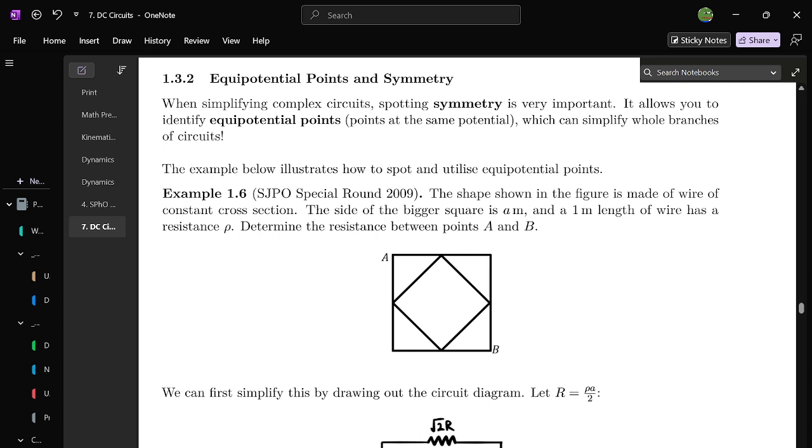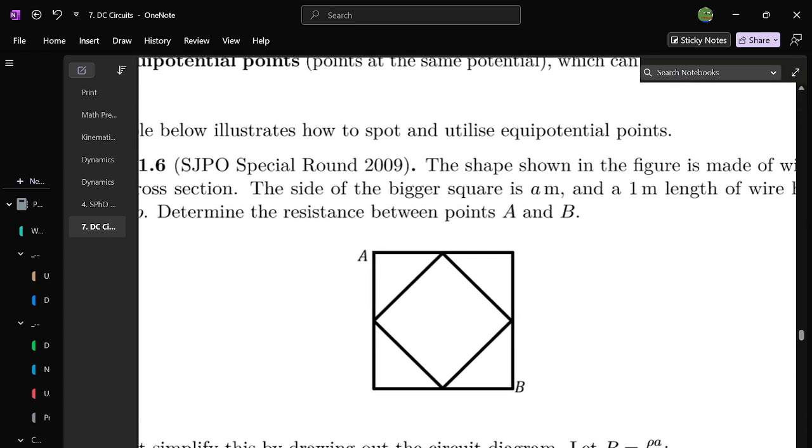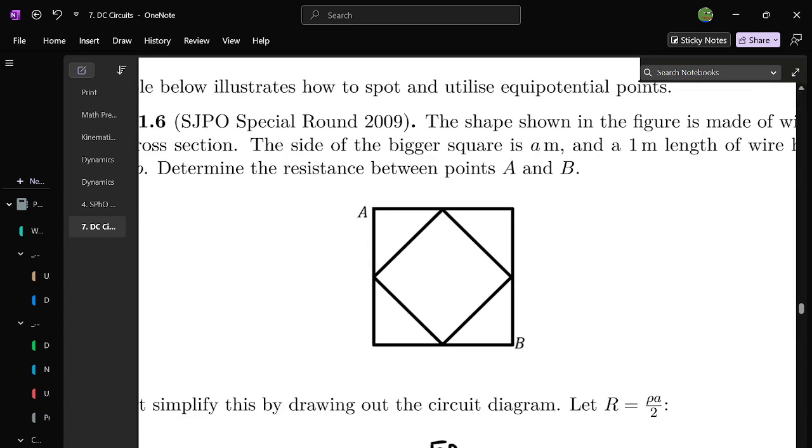Okay, the next idea is equipotential points and symmetry. This is quite an important idea, because in resistor networks with many resistors, you can easily kill off a lot of resistors if you know how to apply symmetry. So what does this mean? In this example here, you have this kind of square where all the points are joined by resistances. So there are a lot of resistors here, right? But the very nice thing about this square is that it's symmetric here.